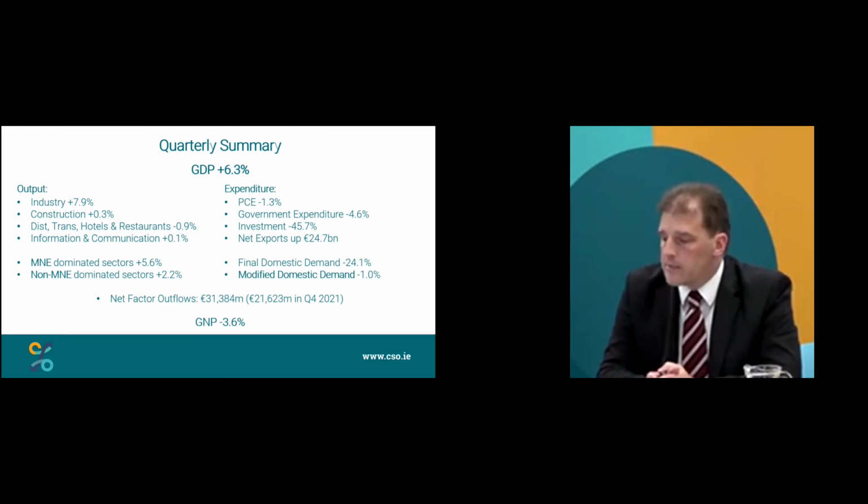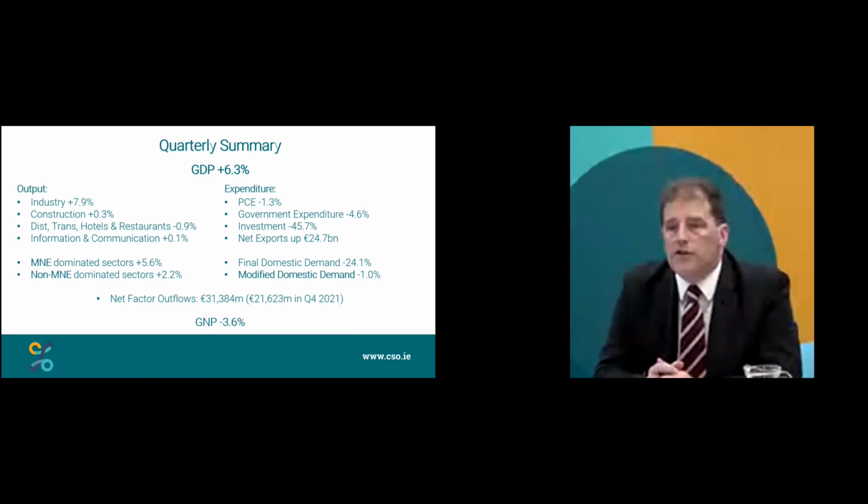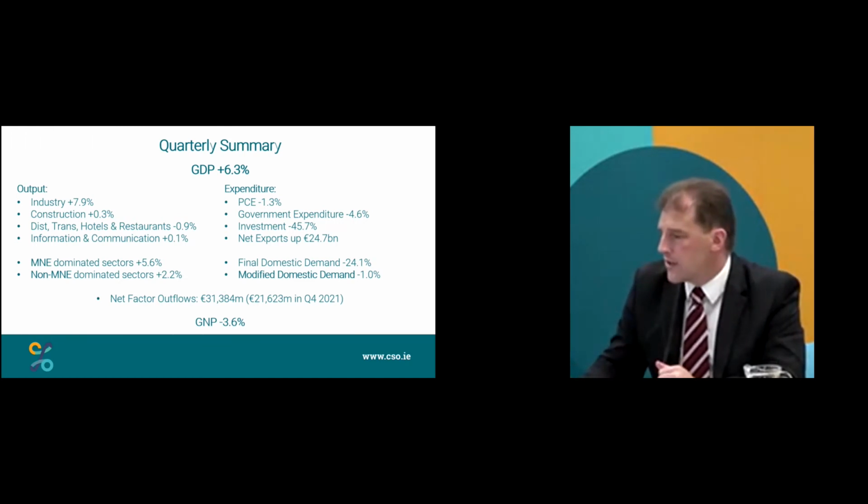On the output or income side on the left there, the M&E and non-M&E dominated sectors are both down, pulling them both down because of the lower GDP growth rate. But MDD on the expenditure side is unaffected at -1%. So I'll hand over to my colleague John now for the international accounts.